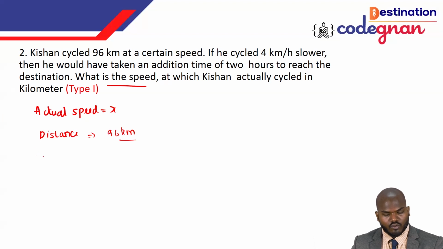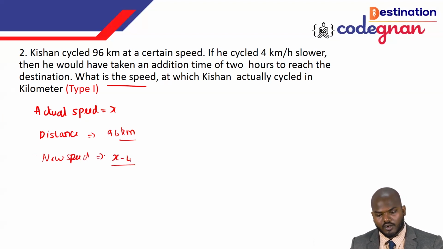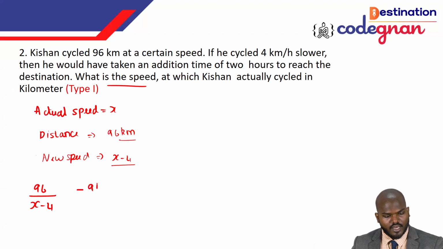Now, according to the new speed, he was traveling x minus 4 kilometers per hour. So in this speed he was traveling here. Okay, you see this one, if you take this, it will take some 2 hours difference. Then how can I take it? That is 96 over x minus 4, minus 96 over x. So that is 96 kilometers, the total distance.